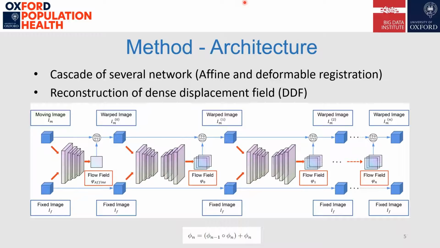Specifically, our method involves a cascade of networks. It begins with a network predicting the affine transformation matrix with 12 degrees of freedom. Subsequently, multiple networks with shared weights recursively calculate the dense displacement field, leading to the final displacement field reconstructed from each network's output here, here, and here, as illustrated by this equation.